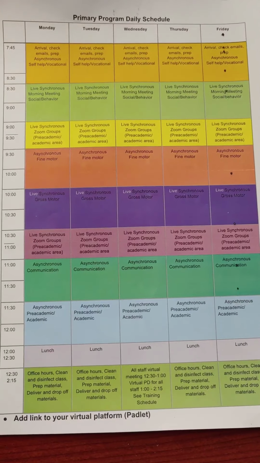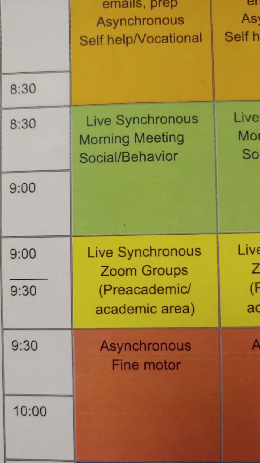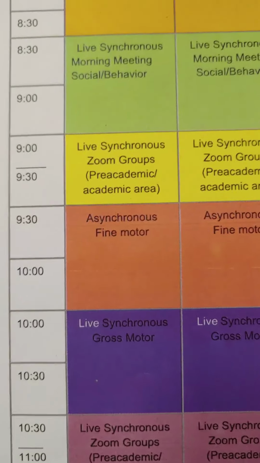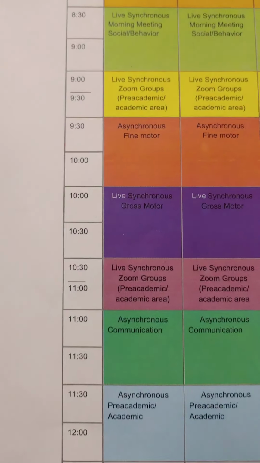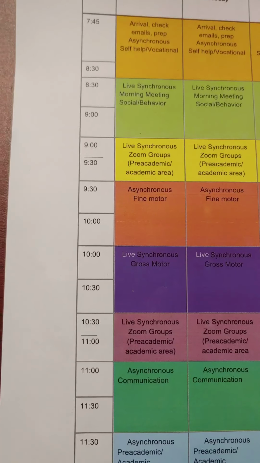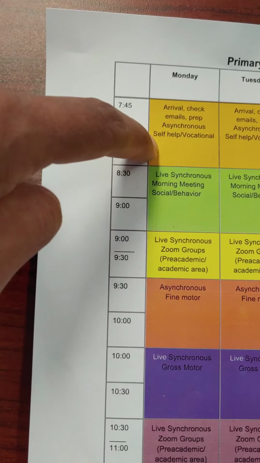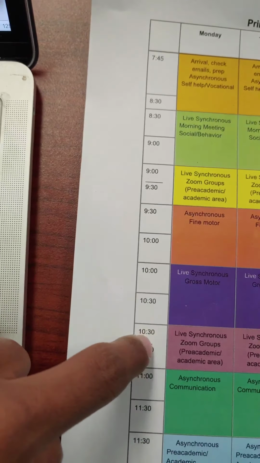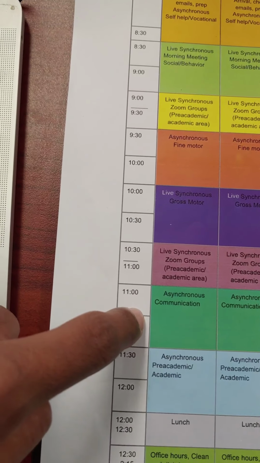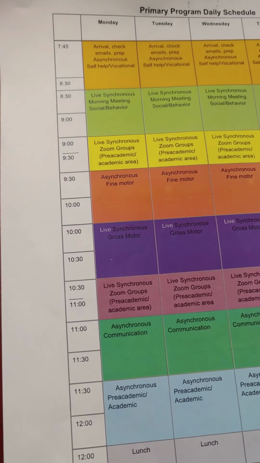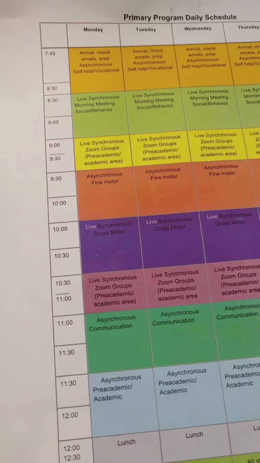As I've mentioned, it will consist of some live instruction as well as the asynchronous, which just means the not live instruction. So those will be times when the students will be working on tasks. So we have a self-help domain, fine motor, we have some communication and academics. Those will be the areas that students will be working on when we are not doing live.